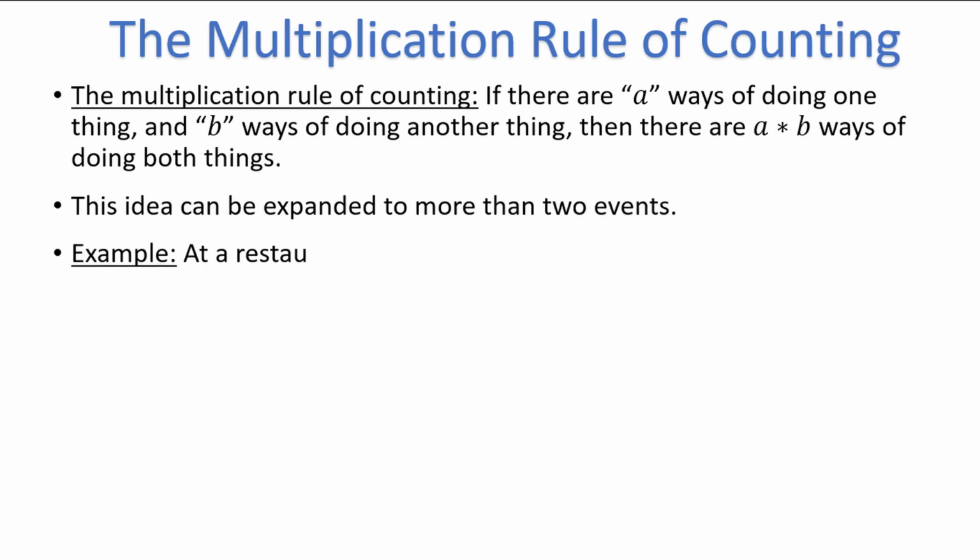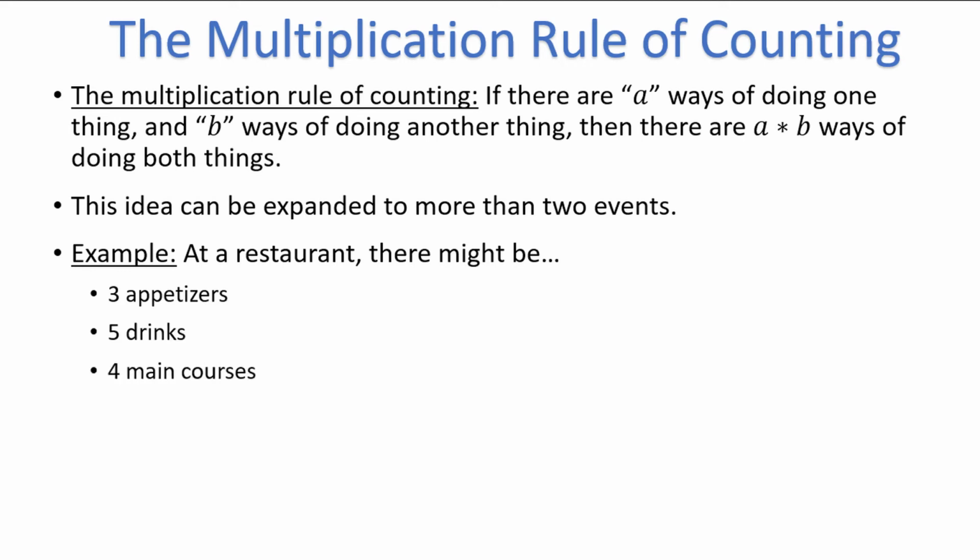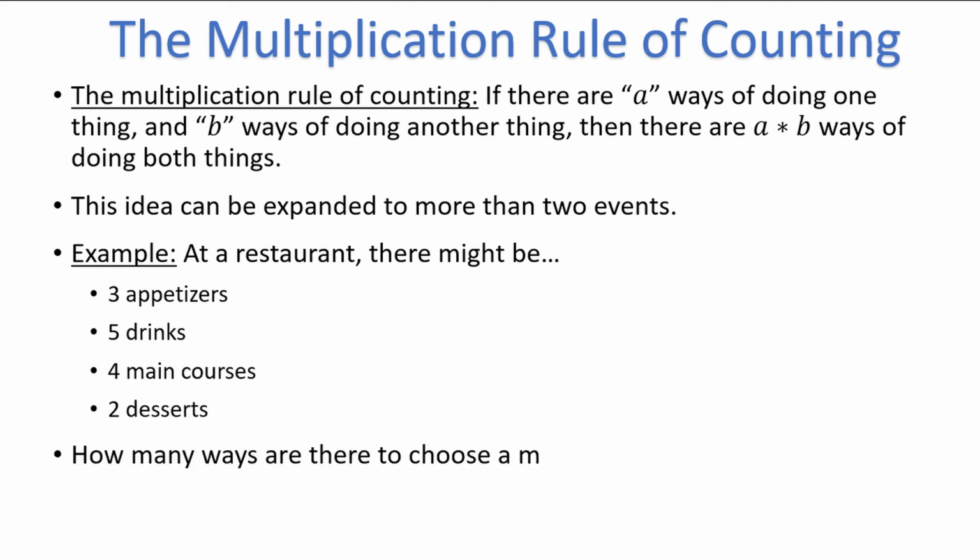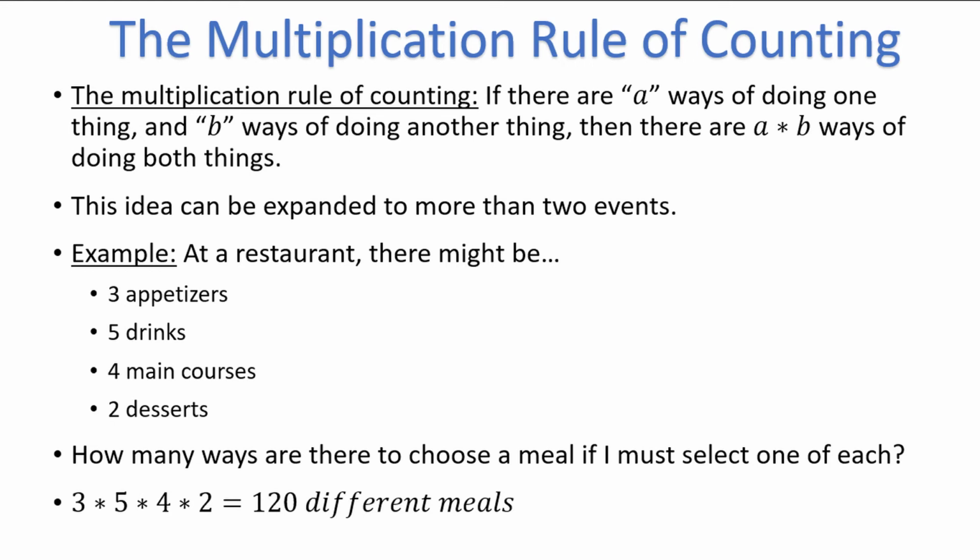For example, if I'm at a restaurant, I might have 3 choices for appetizers, 5 drink choices, 4 choices for the main course, and 2 desserts. How many ways are there to choose a meal if I must select one of each? The multiplication rule of counting says that I can simply take the number of ways to choose each part of the meal and multiply them together. So 3 appetizers times 5 drinks times 4 main courses times 2 desserts is equal to 120. There are 120 possible meals with one of each choice at this restaurant.